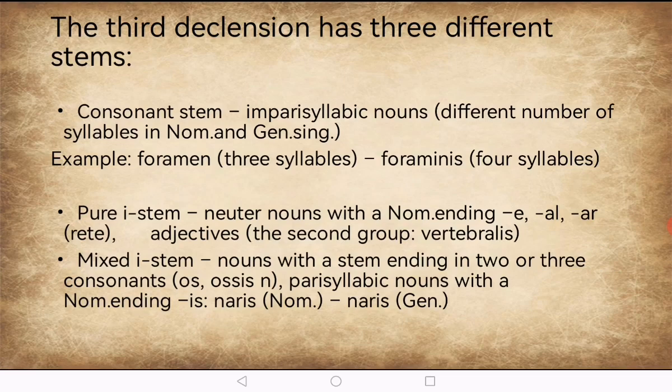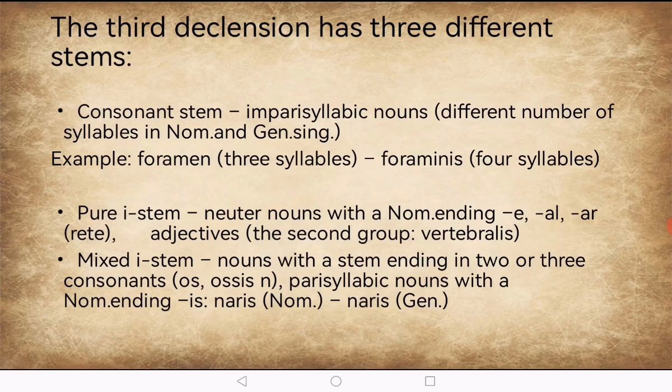Pure I stem, they are neuter nouns with nominative endings E, AL, AR. For example, rete, the net. There are also adjectives in this group. Adjectives of the second group, we'll learn them later, like vertebrale.